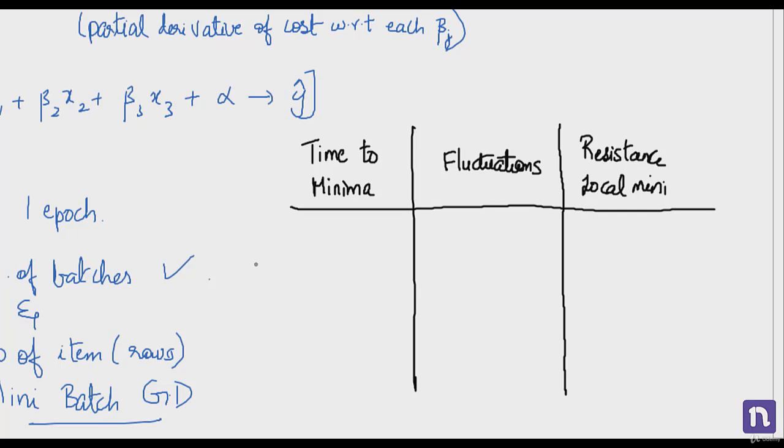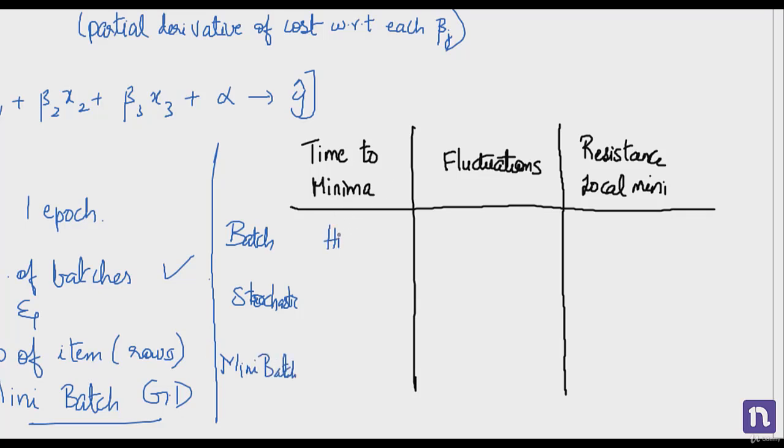Now, how are these related or different from each other? Let's understand that. We have batch here, stochastic, and mini batch. Time to reach minima in case of batch is the highest. Stochastic is fastest. Mini batch is also fast comparatively. It depends on how you are defining the batches as well.